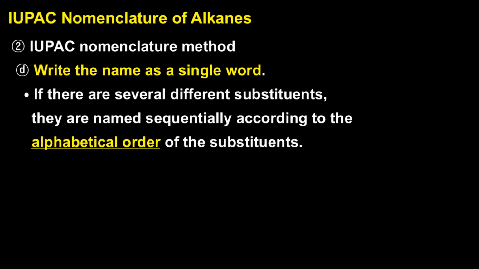Now that we've identified and numbered all the substituents, the final step is putting everything together into one complete name. When a molecule has different substituents, we always list them in alphabetical order, no matter where they're located on the chain. It's not about position. It's about the name of the group itself. That's what determines the order in the final IUPAC name.